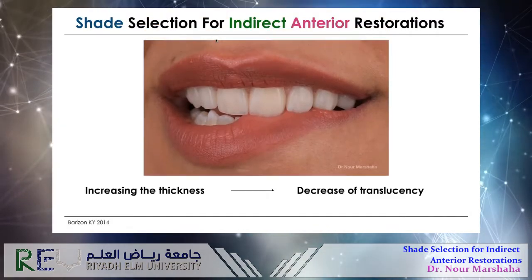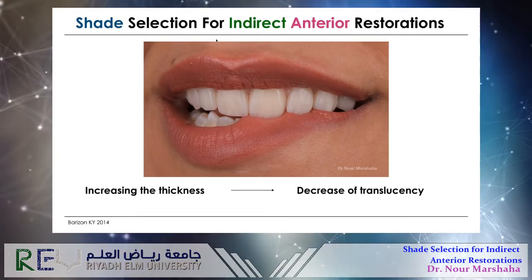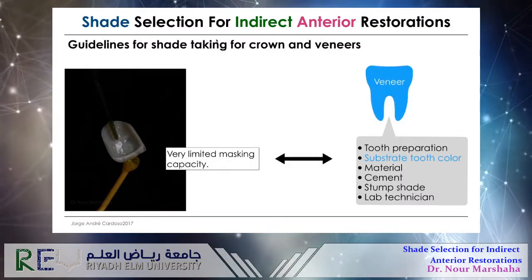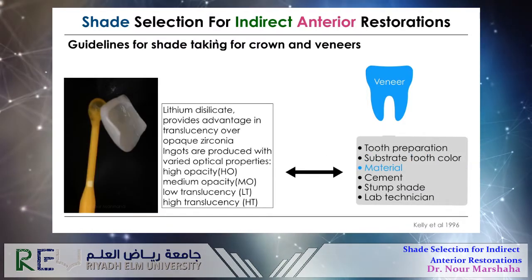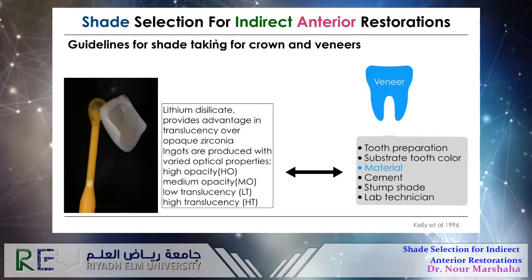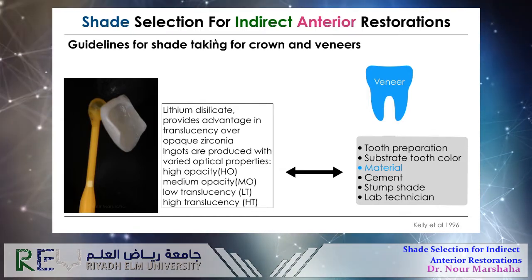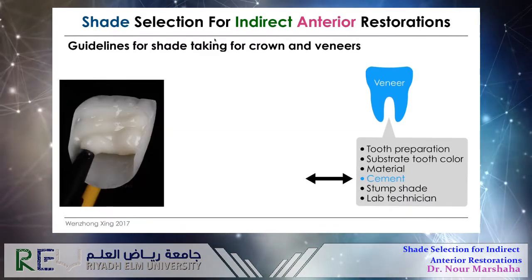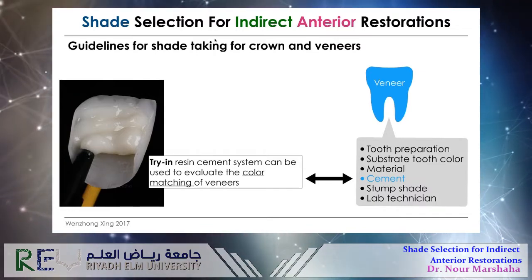Increasing the thickness means decreasing the translucency of the material. So for the substrate tooth color, we have very limited masking capacity. For the material, lithium disilicate provides an advantage over zirconia ingots. Why? Because we have optical properties: HO for high opacity, medium opacity, low translucency, and high translucency also. For the cement, try-in cement can be used to evaluate the color matching of veneers.